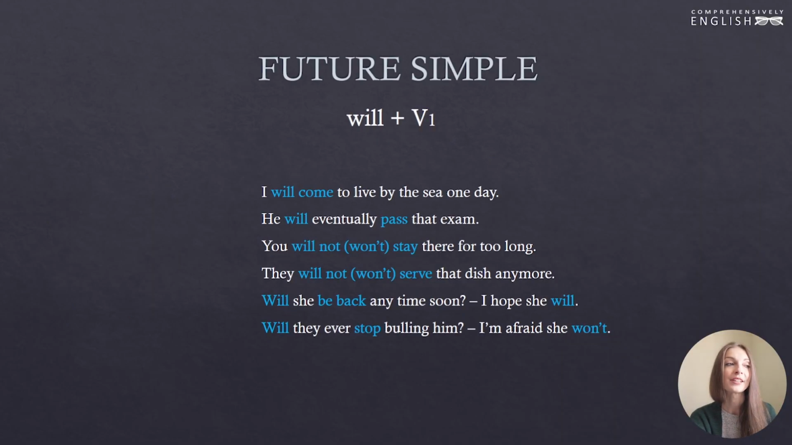So the future simple tense is formed with the help of the auxiliary verb will, and the main verb is in the first form. Let's look at some examples. I will come to live by the sea one day. He will eventually pass the exam. You will not or you won't stay there for too long. They will not or they won't serve that dish anymore. Will she be back anytime soon? I hope she will. Will they ever stop bullying him? I'm afraid she won't. I'm afraid they won't.